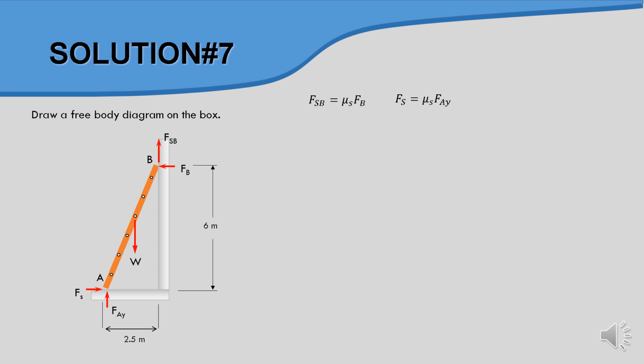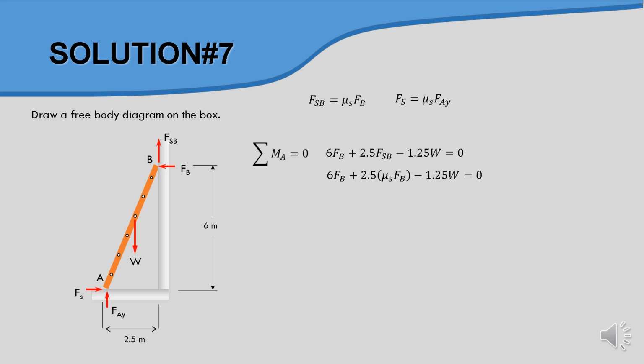Okay, and we have basically FB as a normal force and FAY as a normal force. In order to get FSB, we multiply the normal force FB by mu s, and also in order to get Fs, we multiply Fay by the coefficient of static friction, mu s. Okay, you can start by using Fx equal to 0, Fy equal to 0, and Ma equal to 0.